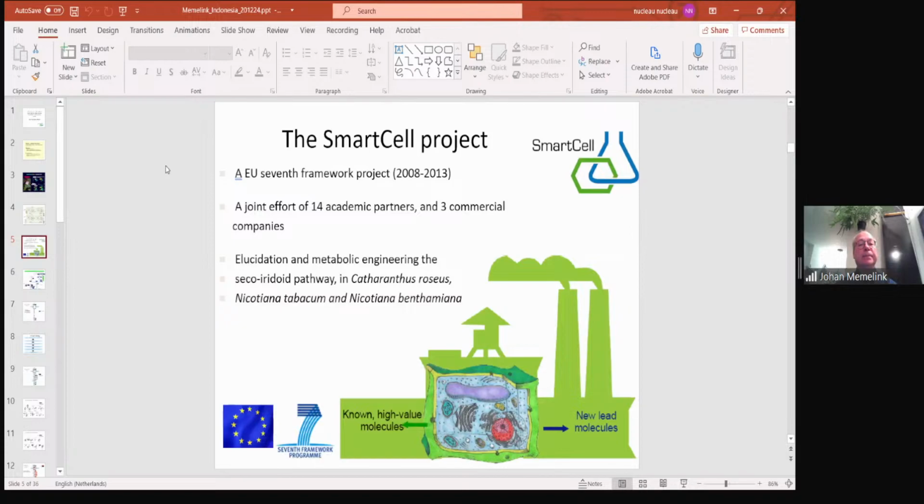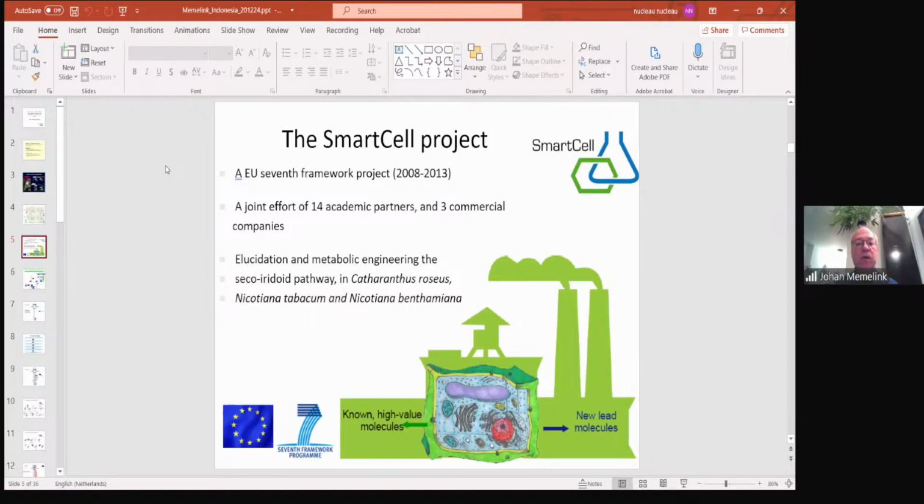Okay, and so the work that I will tell you about was done as part of a collaboration in a larger project, the so-called Smart Cell project, which was a European Union project financed by the EU. It had several academic partners from different countries in the EU, in total 14 academic partners, and we also had some commercial companies involved in the project.